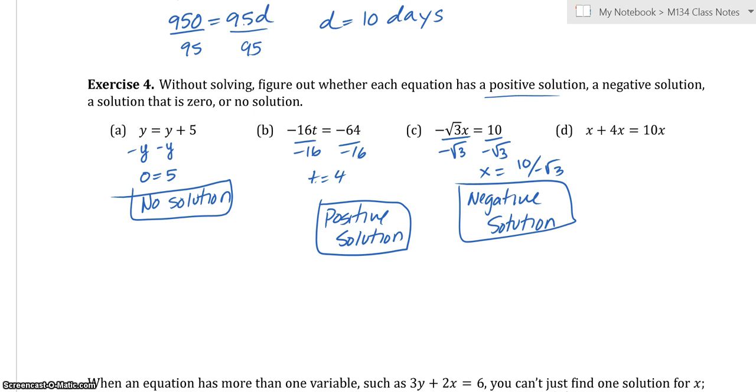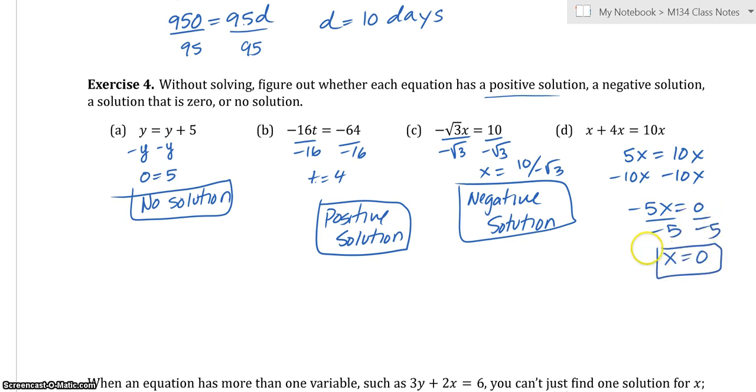You might say to yourself that part D has no solution, but be careful there because this is a 5x and this is a 10x. There's x's on both sides. So yes, you're going to subtract, but it's not going to all go away. Kind of weird. We're going to end up with 0. So, this is an example of a 0 solution. A solution that is 0.